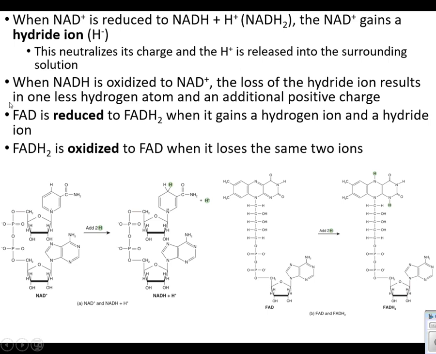Now, when we oxidize NADH to form NAD+, the loss of the hydrogen ion results in one less hydrogen atom and an additional positive charge. So that's where the plus comes from. FAD becomes FADH2 when it is reduced. It gains a hydrogen ion and a hydride ion. It's then oxidized to FAD when it loses those same two ions. And we're going to see these reactions occurring. We're going to start with adding electrons and hydrogen atoms to them so they become reduced coenzymes, as we like to call them.